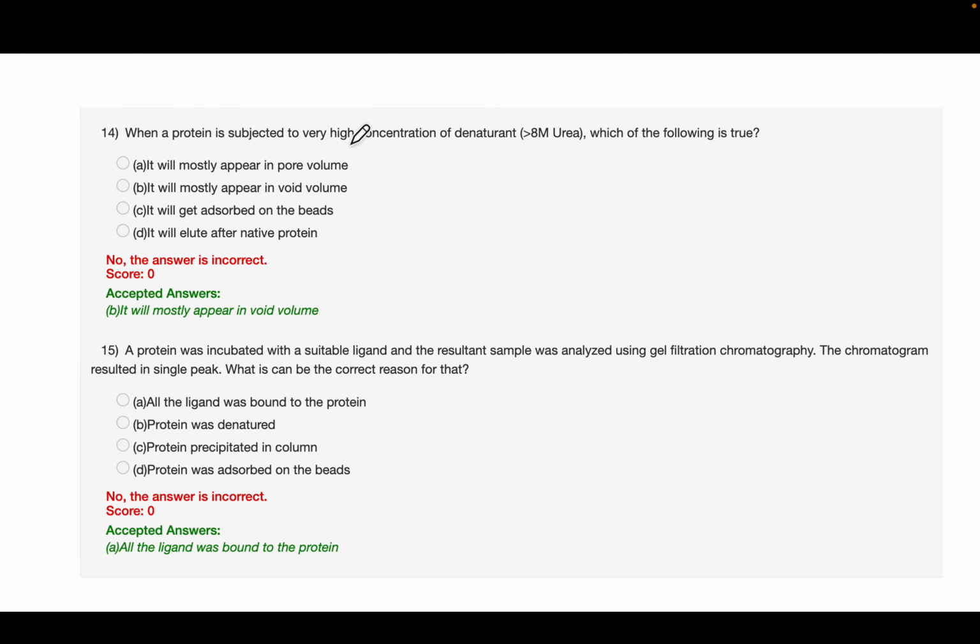When a protein is subjected to a very high concentration of denaturant, which of the following is true? So what will happen? Then the protein will be totally denatured, so the size will be very large, so then all the protein will come at void volume.